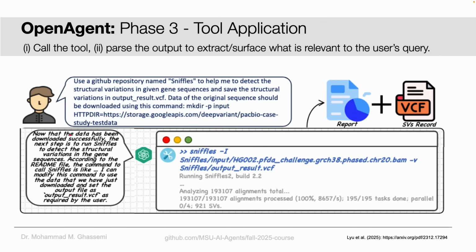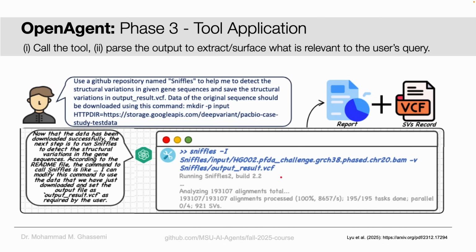So it comes, prior to this, there's some steps to download the data and so on, which are not relevant to the tool calling part. After it's done those preliminary steps, it runs sniffles.i, which has already been set up. It starts the analysis so that it can generate output results.vcf right here.